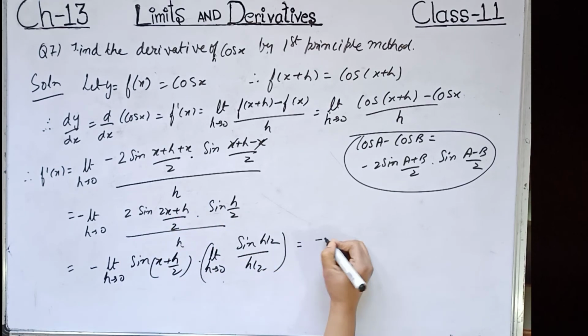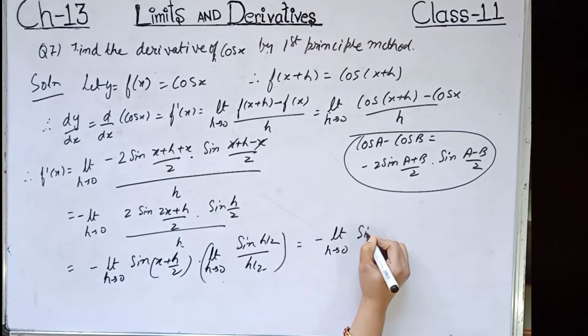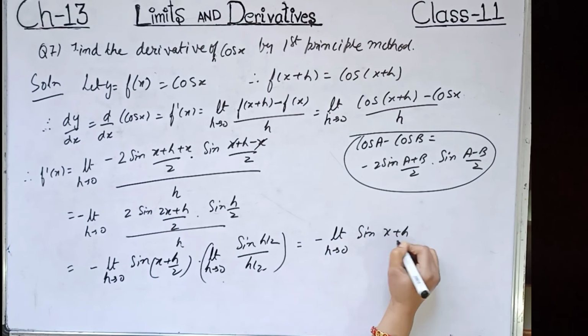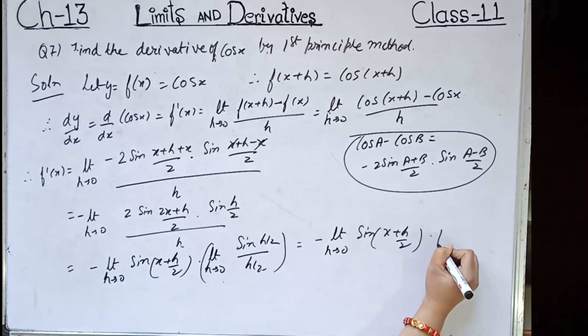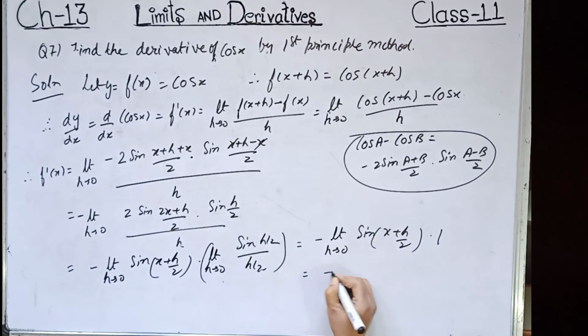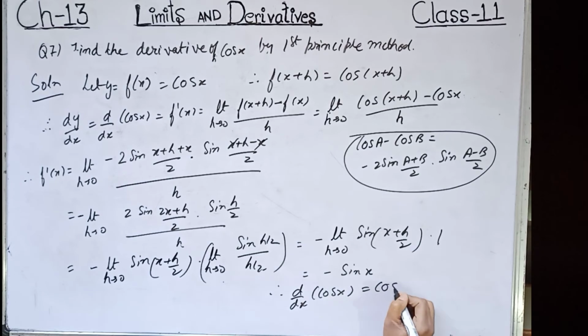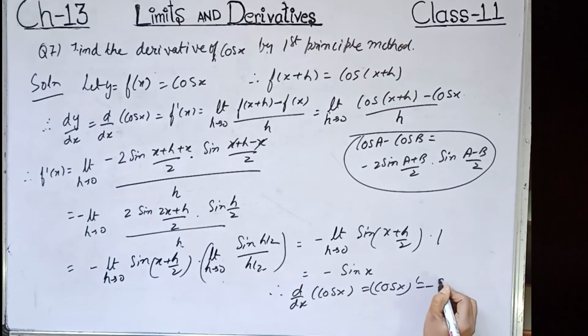So this will be equals to minus of limit h tending to 0 sin of x plus h by 2 into 1, equals minus of sin x. Therefore, d by dx of cos x, or cos x dash, equals minus of sin x.